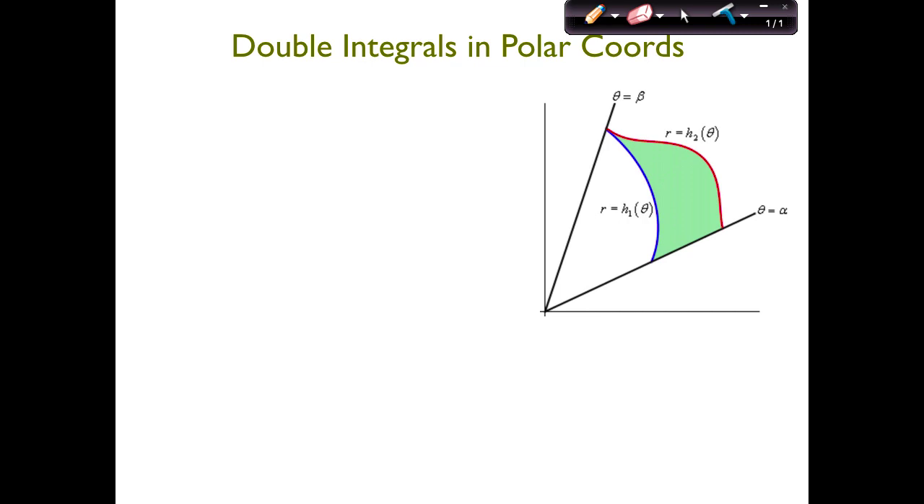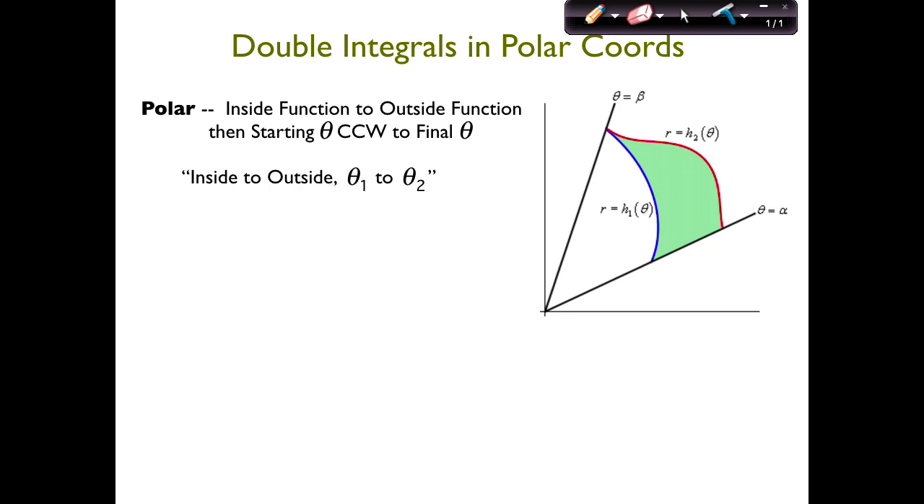So here's the general version of that. This blue one is one function of theta: r is a function of theta. And then the red one is a second: r is a function of theta. And then it's going to be from a starting angle theta, sweeping counterclockwise to a finishing angle theta. I've got alpha and beta. So inside to outside, theta 1 to theta 2 is going to be our tier for polar double integrals.